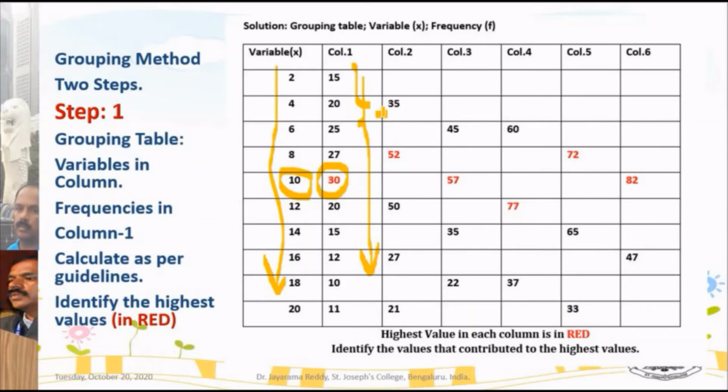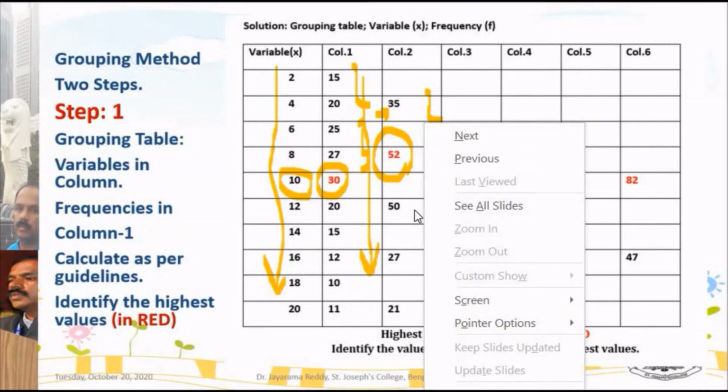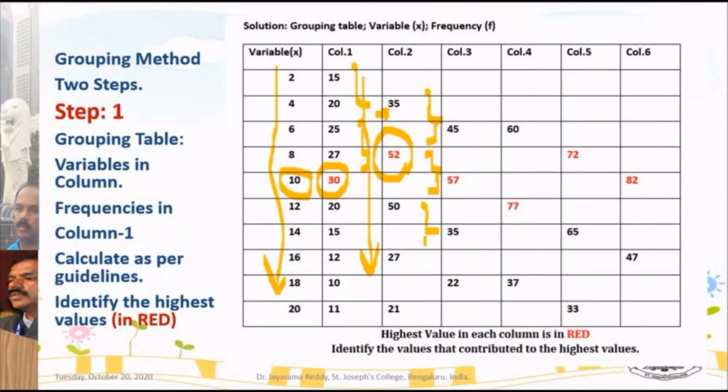In column number 1, you are marking the highest value. So 30 is the highest frequency, and thus 10 is automatically the mode, but it can be different. In column number 2, you are adding the first two values, 15 and 20, and you get 35. Then next you are adding two more values, 25 and 27, and you get 52. Similarly, follow the instructions and fill this table, and in each column circle the highest value.